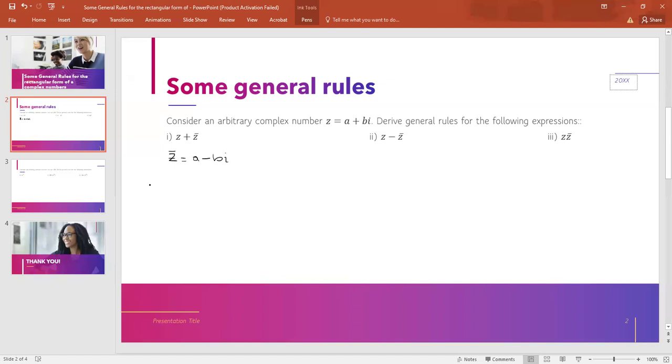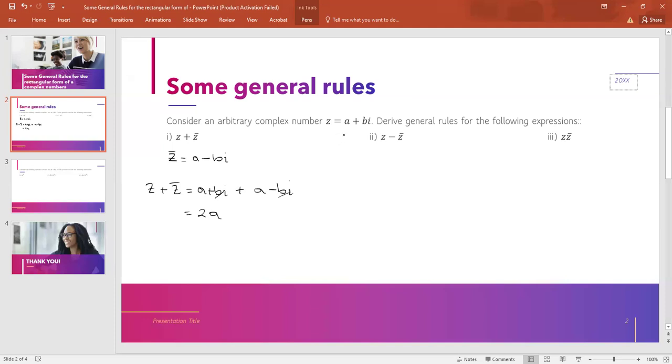Therefore, to obtain an expression for z plus z bar, we're going to have a plus bi plus a minus bi. You can see that bi cancels with the bi on the side. We're going to have 2a, as simple as that. So the general rule for the expression z plus z bar is equal to 2a. You see that this complex number has just got the real part.